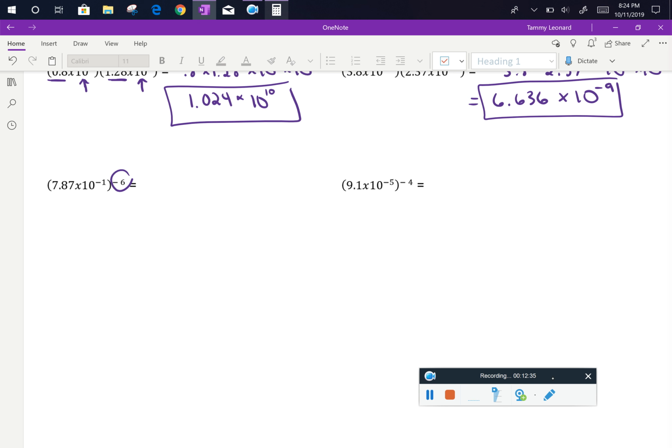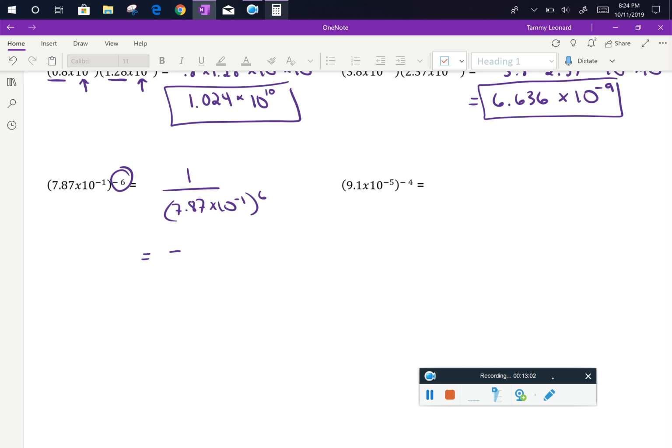Now on this one, this negative exponent is not part of the power of 10. Instead, it's telling us that we have to take the reciprocal of this number and then raise it to the 6th power. So let's start by writing it that way. 1 over 7.87 times 10 to the negative 1st, and then that's now going to be raised to the 6th power because it's in the denominator where it said it wants to be.